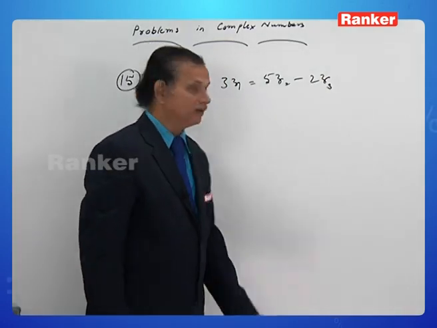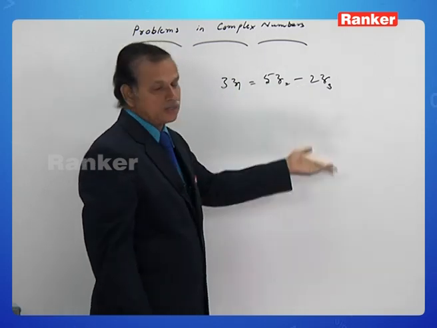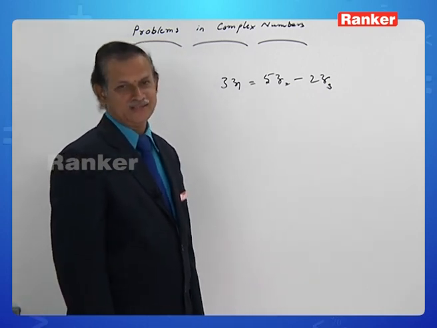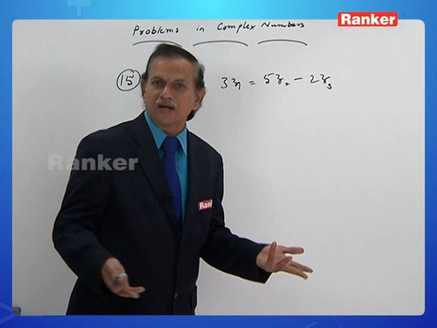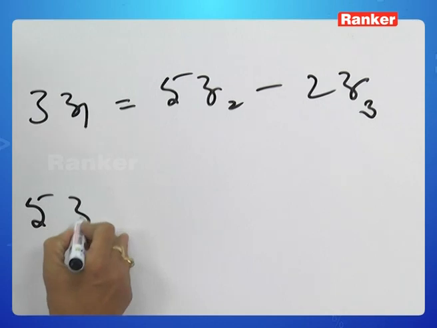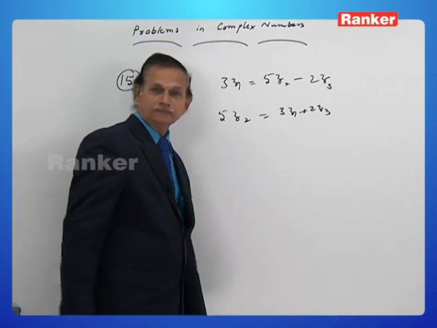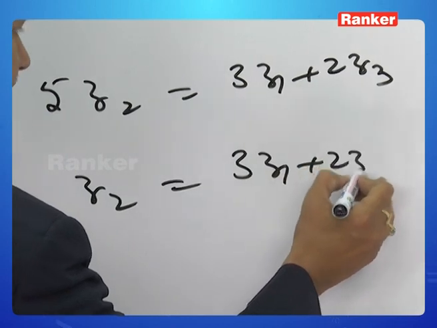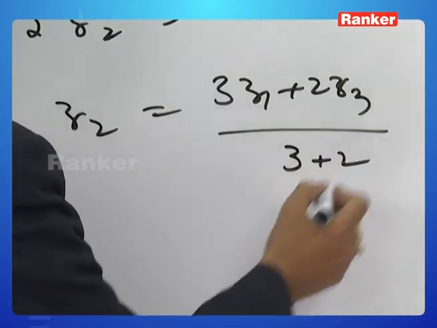It's a very simple idea. What is the coefficient of Z1 here? 3. What is the sum of the coefficients on the right hand side? 3. It does mean they are collinear. Yes, they are collinear, so they should lie on a line. To understand it very clearly, observe: 5Z2 is equal to 3Z1 plus 2Z3. Therefore, Z2 is equal to (3Z1 plus 2Z3) by 5. I do not write 5; I like to write 3 plus 2.